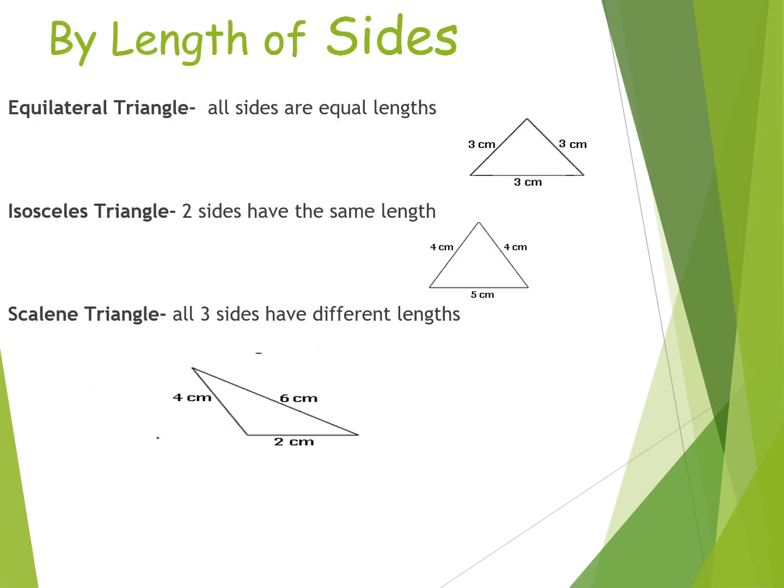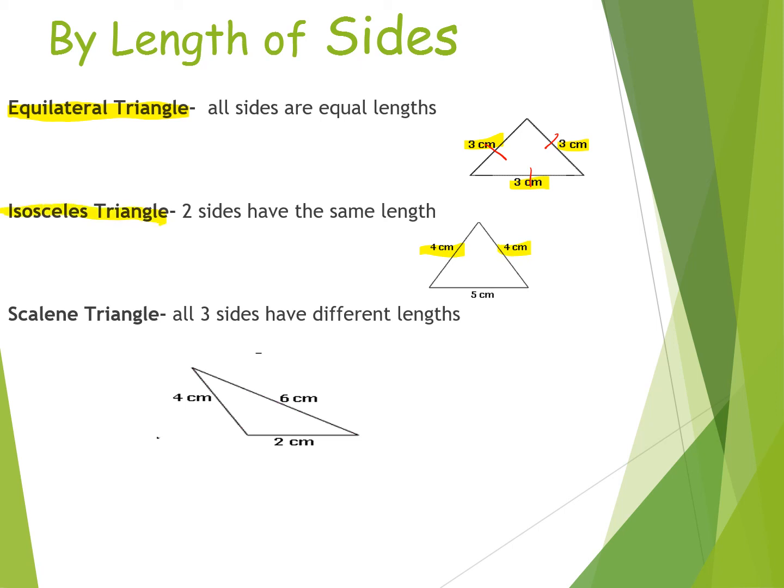Its second name, we name it by the length of its sides. So a triangle can be equilateral. That means all three sides have the same measurement. And sometimes we signify this by putting the lines. Or it could have two sides that are equal. That makes an isosceles triangle.